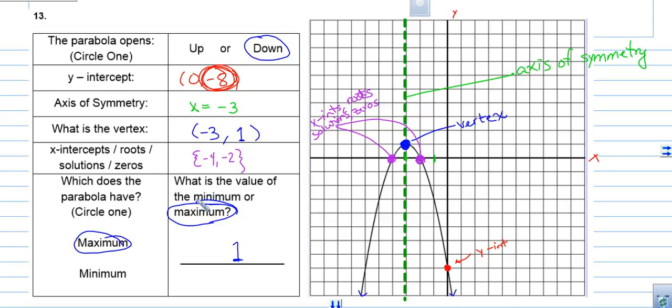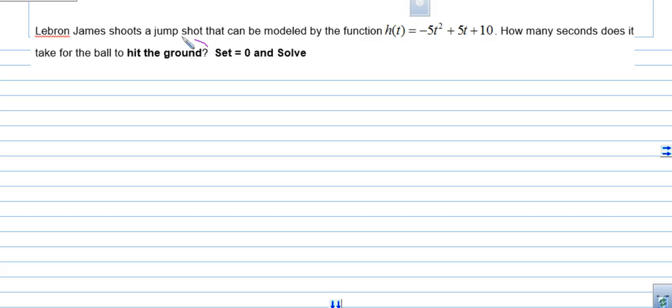LeBron James shoots a jump shot that can be modeled by the function given here. How many seconds does it take for it to hit the ground? The notes here tell you to set it equal to 0 and then solve. Okay? Well, this is true, and we've been doing this the whole test. How do you solve? Well, you could factor, you could graph, or you could do the quadratic formula.